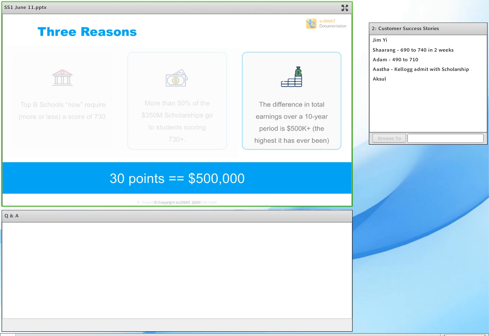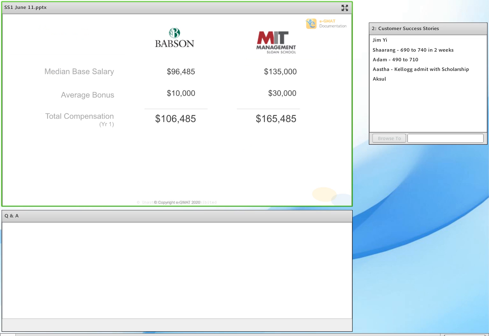And the third reason why you should aim for that high score, which I think is even way more important than a scholarship, is the delta in total earnings. The beauty of a scholarship is you realize the gains right away. With the delta in total earnings, you've got to wait year on year, and you realize part of the gain every year. So to do this, I'm going to compare two schools, Babson and MIT. In fact, for MIT, this number is about 150K right now. These numbers have been going up. But for Babson, the number hasn't changed.